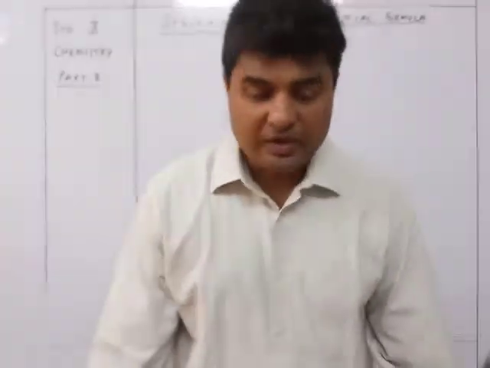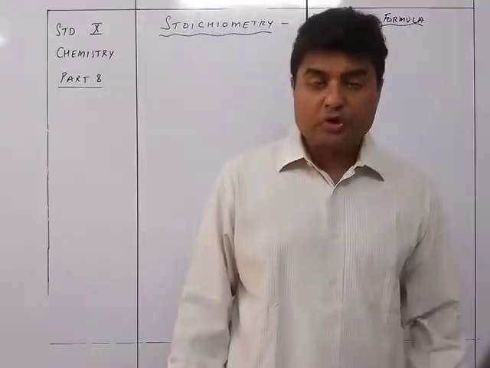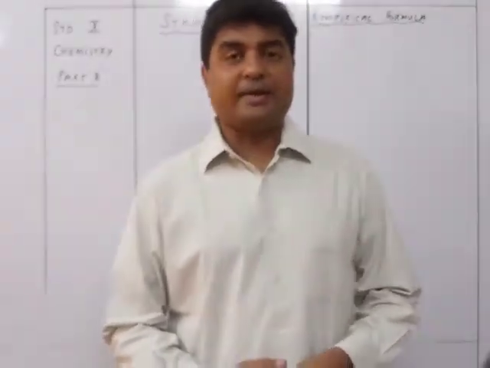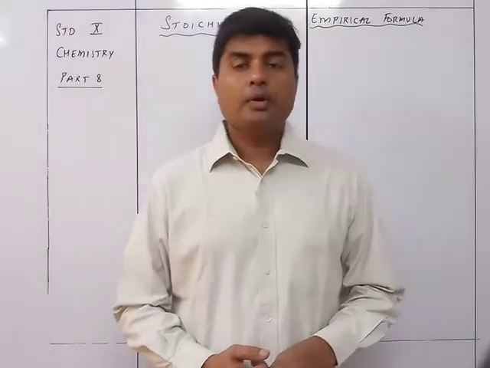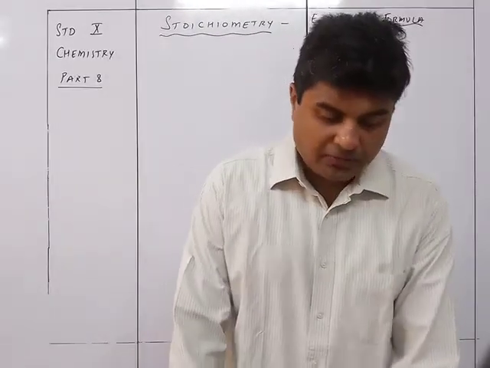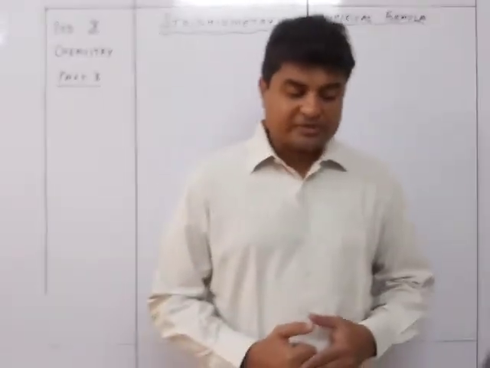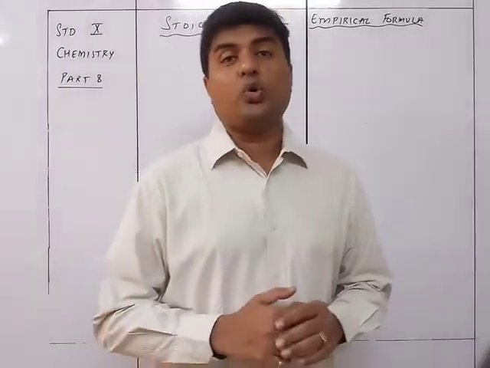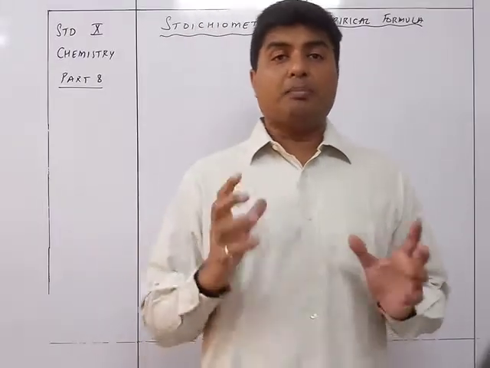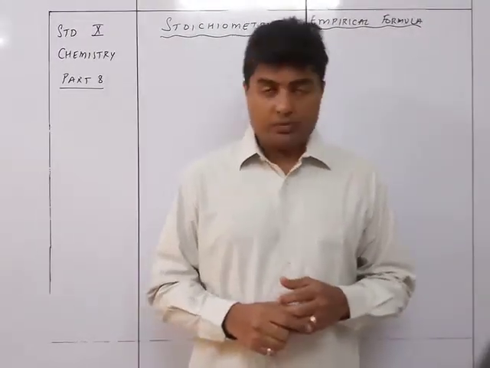So in this video we'll continue with our stoichiometry and we will start with the next part of the chapter, that is empirical formula. Empirical formula is a formula of a compound which shows the simplest whole number ratio in which the elements combine to form a compound.